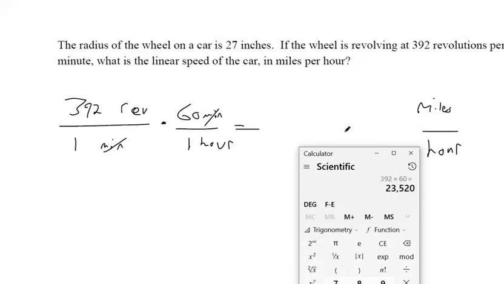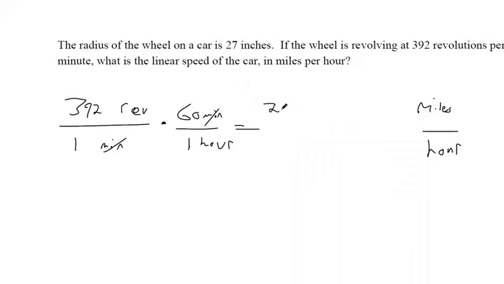392 times 60, we got 23,520 revolutions, because that's still our units up top. And then we have 1 hour in the bottom, just like we want for our final answer. Now we just got to change this into miles. And I think that's where the 27 inches is going to come into play.